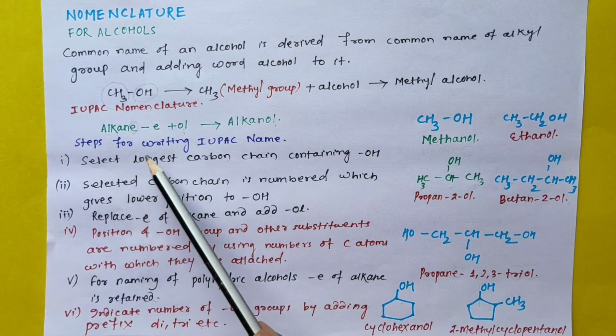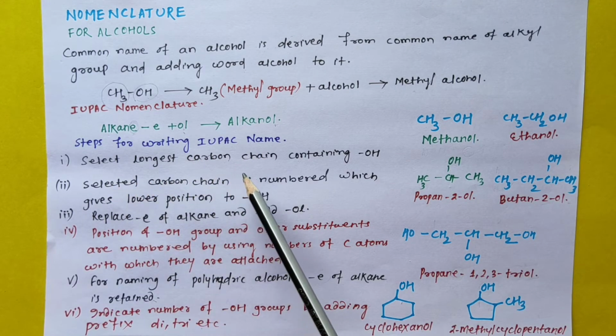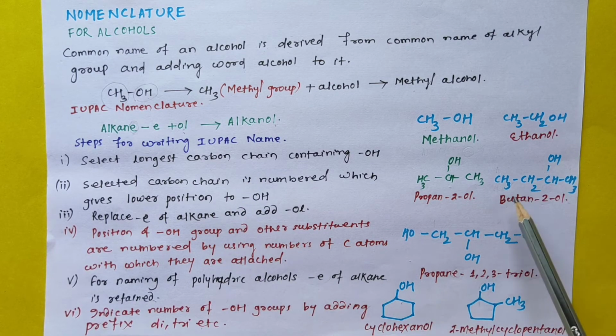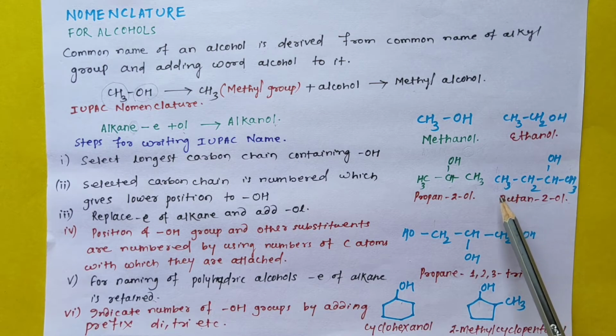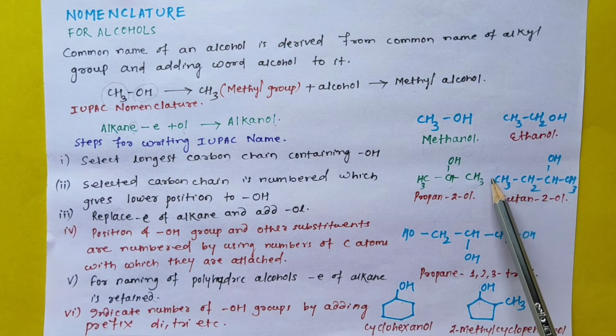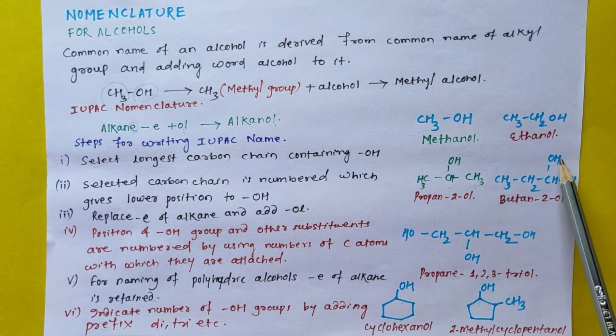So, what are the steps for writing the IUPAC name? First of all, you have to select the longest carbon chain containing OH. That means you have to select the longest carbon chain in which OH must be present. First of all, we will discuss the rules only, then we will go for the names. So, you see 1, 2, 3, 4. You have to select the longest carbon chain in which OH is present. So, selection of the longest carbon chain is over.